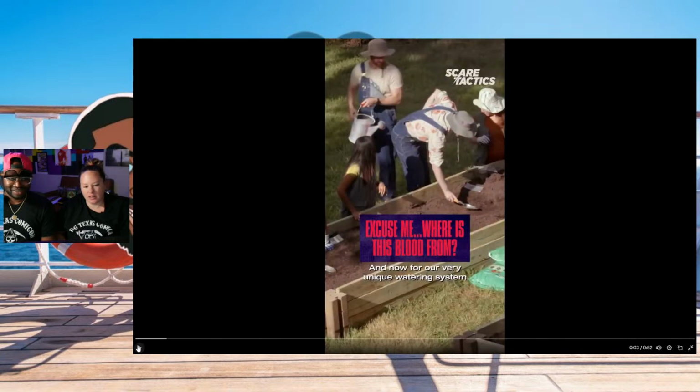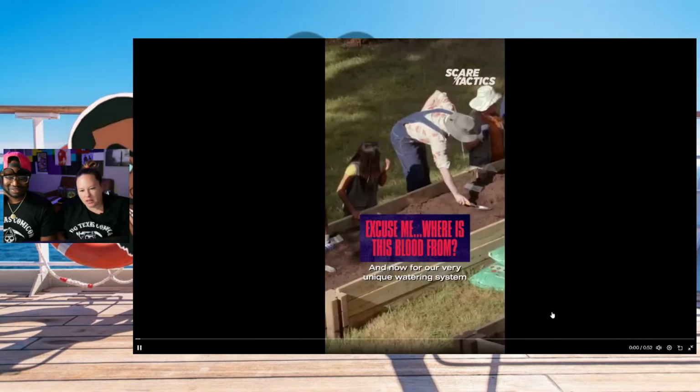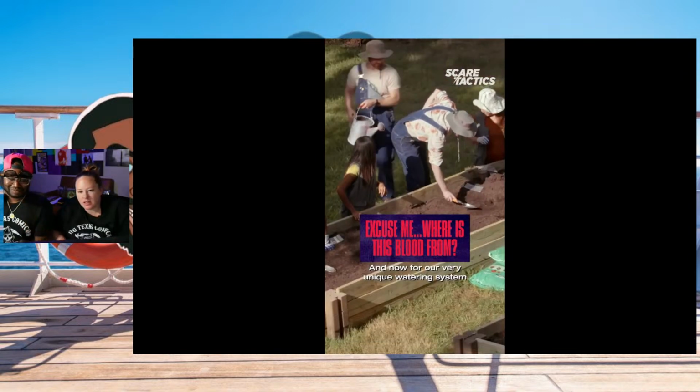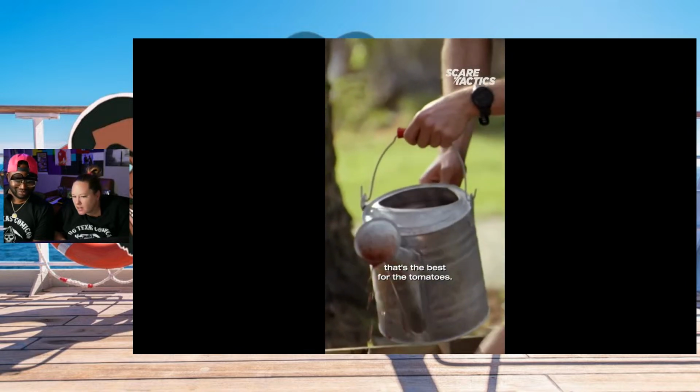Okay, hold on. And now for our very unique watering system. Is that like some type of fertilizer? Fertilizer? What is that? Why is it that color? We have actually cultivated our system here for growth that's the best for the tomatoes. So UV rays are the food, and blood is kind of a multivitamin. Really all that is deoxygenated blood that has broken down over time. Then we feed it to the soil.